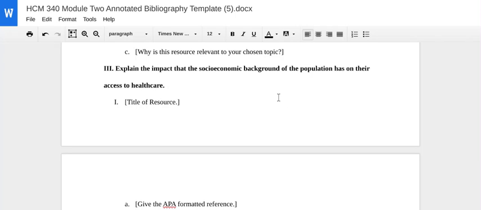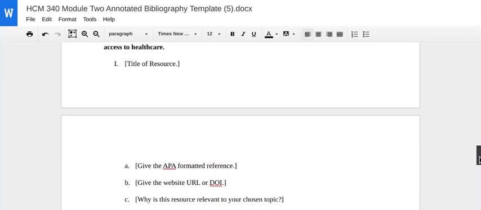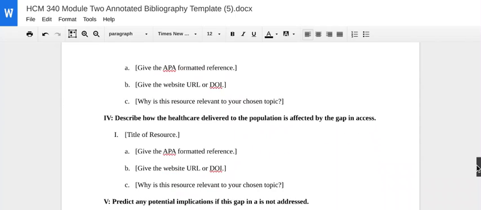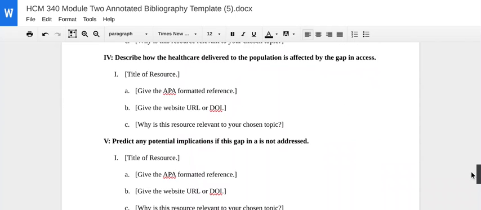Do people with chronic illnesses not have the transportation or enough money or the education to see that they get more and more care, that they see specialists and they get the tests that are recommended? And once again, in each of these, you're going to put in the title of the resource, the APA formatted reference, the website, and you're going to talk about why the resource is relevant. Why do you think you'll be using this? How does it apply to what we're talking about?